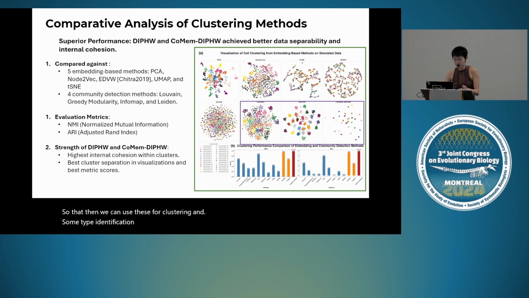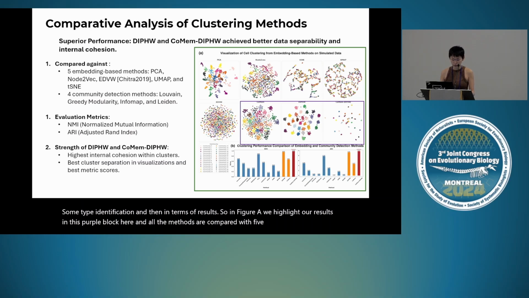And then in terms of results, in figure A, we highlight our results in this purple block here, and all the methods are compared with 5 embedding-based methods, including node2vec and PCA, and 4 unipartite-based community detection methods. We evaluate our performance by adjusted Rand index and the normalized mutual information. Higher means better, as shown in this bar plot here. A higher value means that the clustering results we predicted are more aligned with the ground truth cluster membership.